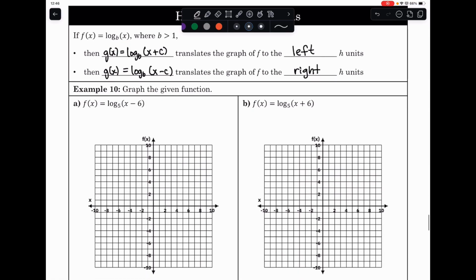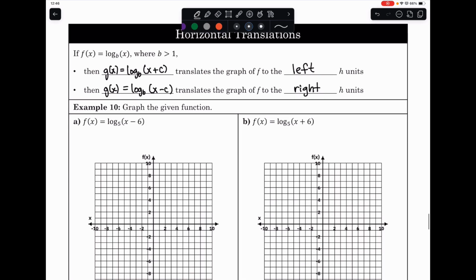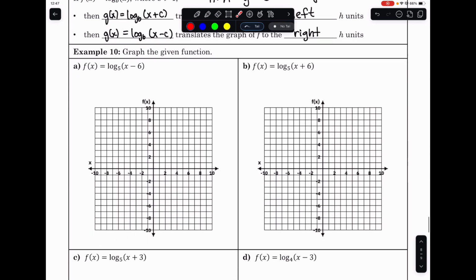Because of these shifts right here, the vertical asymptote is also going to move. The vertical asymptote is going to be located at x equals c if it's a positive number, or x equals negative c if we're moving it in a negative direction. So if we're moving it to the left, it'll be negative c, and if it's moving it to the right, it'll be positive c. So let's look at the example that we have right here on 10a.